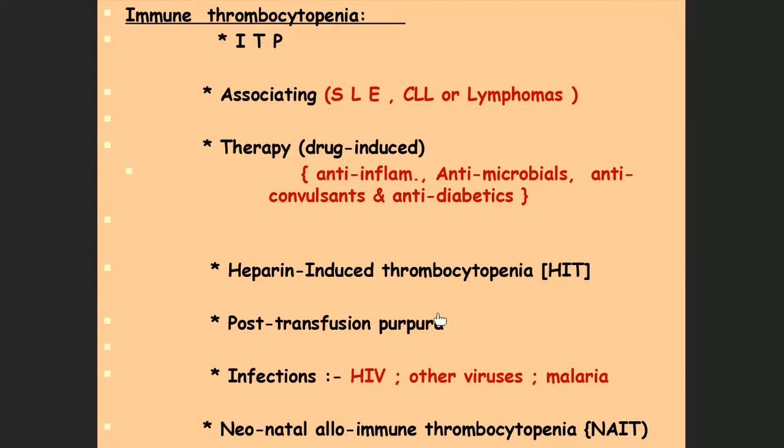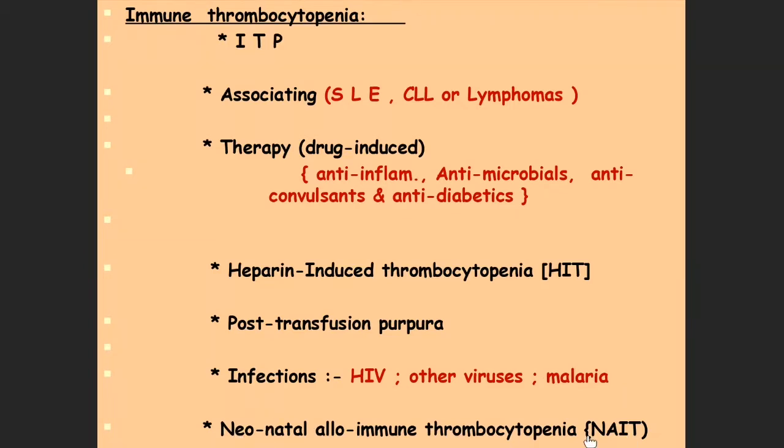Thrombocytopenia and thrombocytopenic purpura can occur following blood transfusion, post-transfusion purpura. Infections can lead to immune thrombocytopenia, such as infection by HIV, human immune deficiency virus and other viruses, as well as malaria.